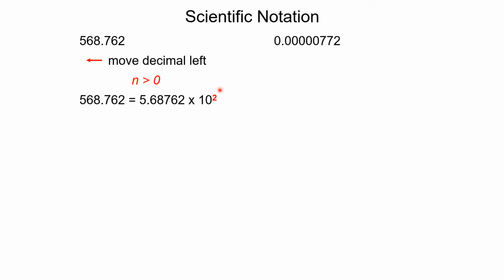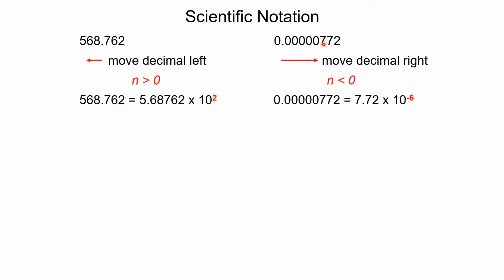Okay, let's go the other direction. Let's look at a small number. Now this one's going to be a small number, so what do we expect from that? That we're going to move the decimal to the right. It's going to be a small number, therefore the exponent is going to be a negative number. N is less than 0, which means a negative number. All right, so let's see how many places do I need to move it. I need to move it 1, 2, 3, 4, 5, 6 places. All right, so I'm going to get 7.72 times 10 to the negative 6th.